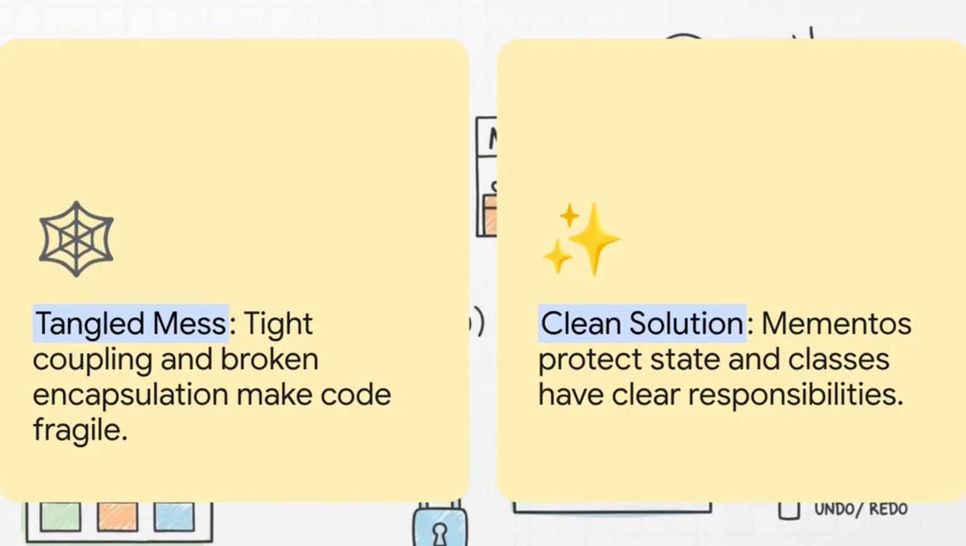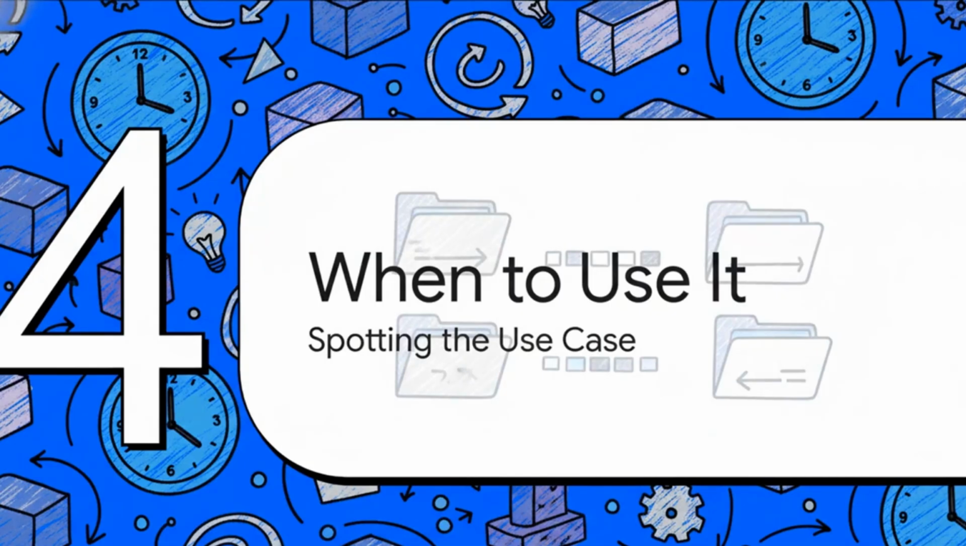So let's look at the payoff, the before and after. It's really night and day. That tight coupling we had? Gone. The caretaker doesn't have a clue what's inside the memento. The encapsulation violation? Fixed. Only the originator has the secret key to open up the memento. State integrity? No problem. The memento can be designed to capture the entire state, no matter how complex. And that bloated complexity? All sorted out, because now each class has one simple, clear job to do. It's just cleaner.